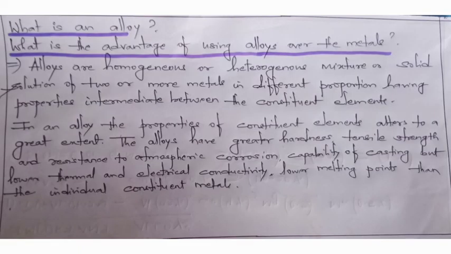Let us discuss alloys. Alloys are homogeneous or heterogeneous mixtures or solid solutions of two or more metals in different proportions, having properties intermediate between the constituent elements. Alloys are made by melting the metals in proper ratio and then allowing the molten mass to solidify. Carbon and silicon may also be one of the constituents of an alloy. In an alloy, the properties of the constituent elements alter to a great extent. Alloys have greater hardness, tensile strength, resistance to atmospheric corrosion and capability of casting, but lower thermal and electrical conductivity and lower melting points than the individual constituent metals.